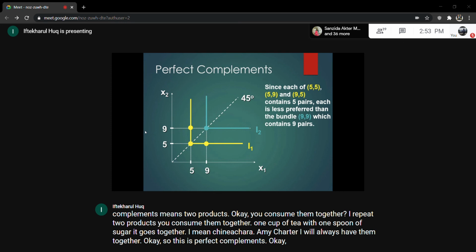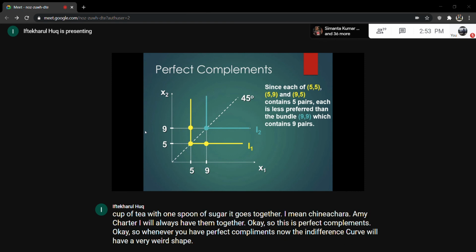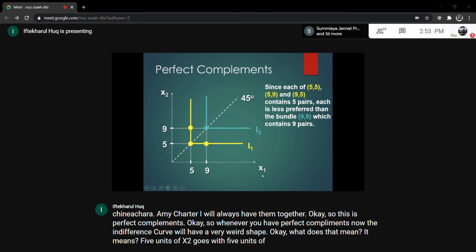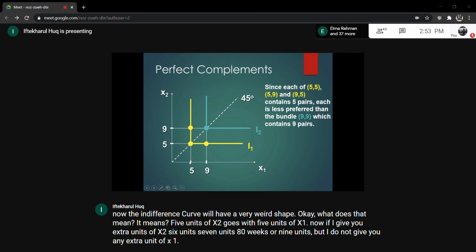Okay, so whenever you have perfect complements, now the indifference curve will have a very weird shape. Okay, what does that mean? It means 5 units of x2 goes with 5 units of x1. Now, if I give you extra units of x2, 6 units, 7 units, 8 units, or 9 units, but I do not give you any extra unit of x1, then you will be equally satisfied.